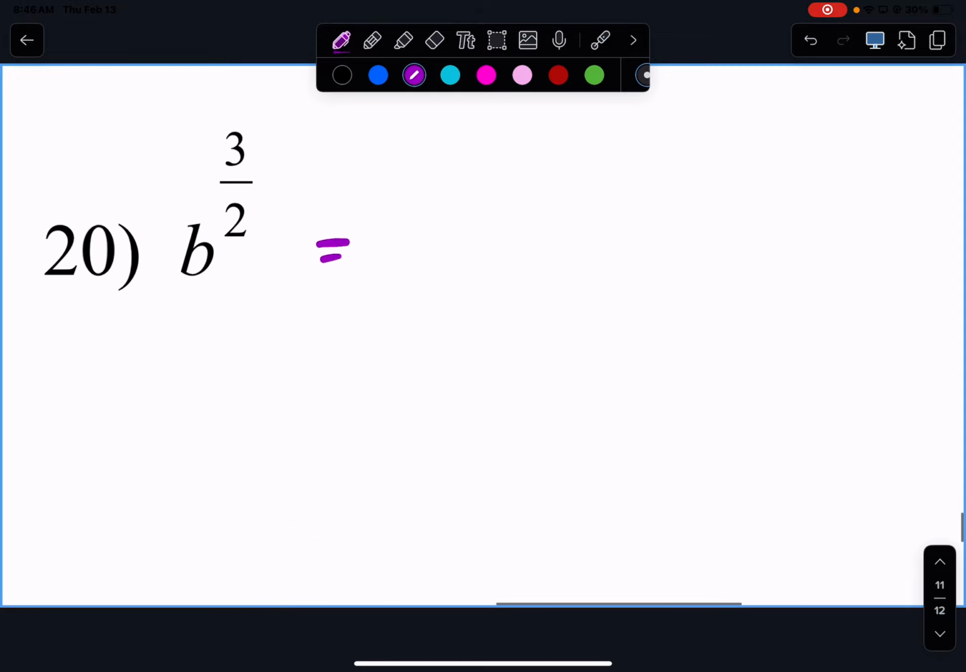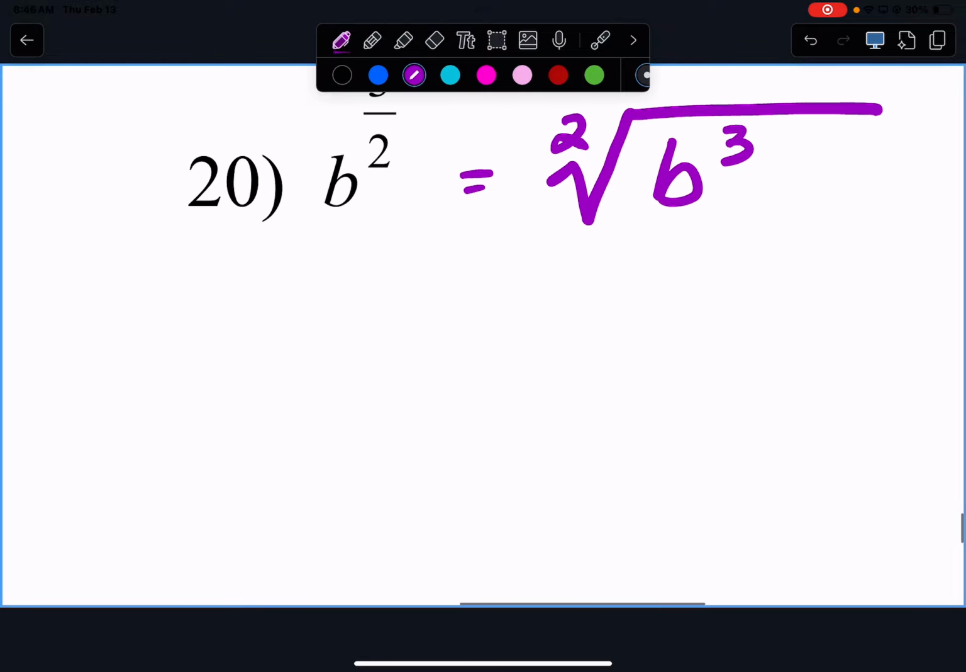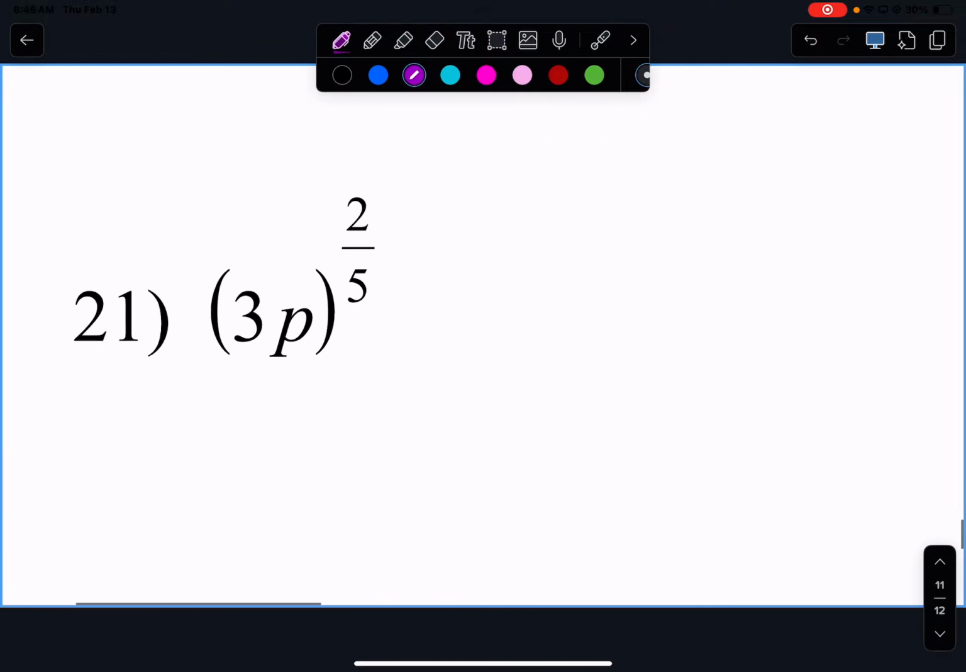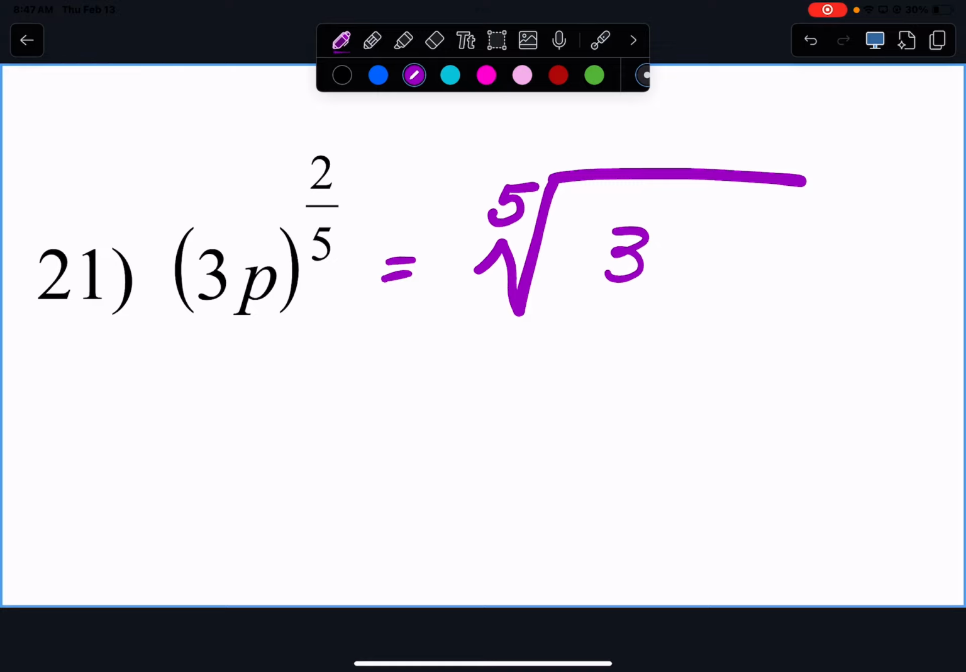All right, these. What is the root? 2. Then it'll be b to the what power? 3rd power. All right, for 21. What's the root? 5. And then it'll be 3p to what power?